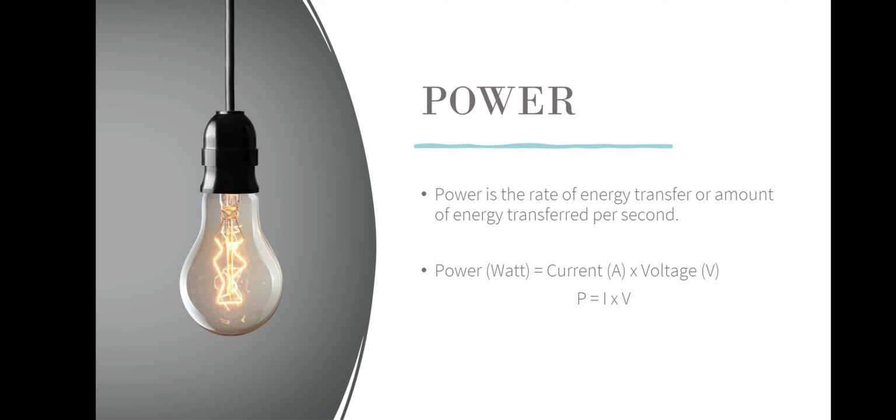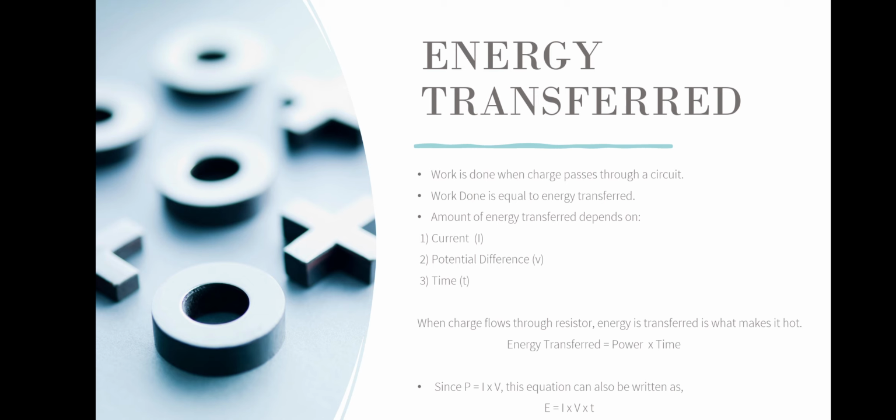Next up we have power. Power is the rate of energy transfer or amount of energy transferred per second. Now the equation for power, which is in watts, is current, which is in amperes, into voltage, which is in volts. So remember the symbol equation too and the word equation too. Anyone can be asked.